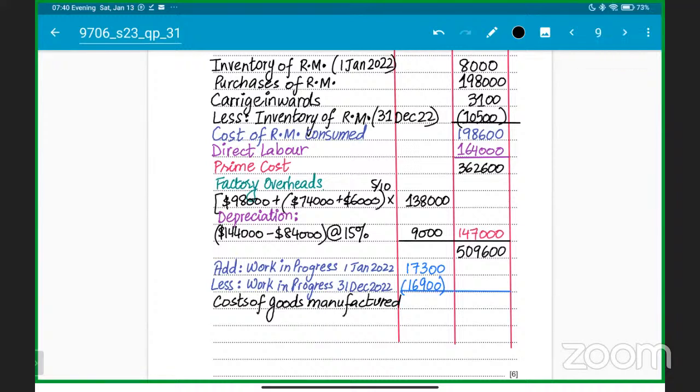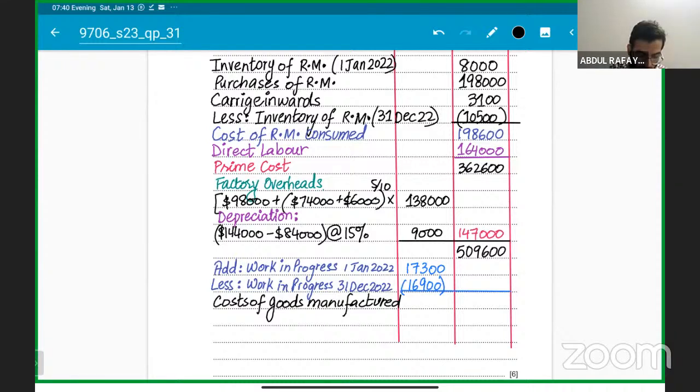Okay. After this, the main thing will start. 17,300 minus 16,900 is coming as 400 positive, and then 509,600 plus 400 positive. I got it as 510,000. Okay, students. So I'm getting cost of goods manufactured as 510,000.